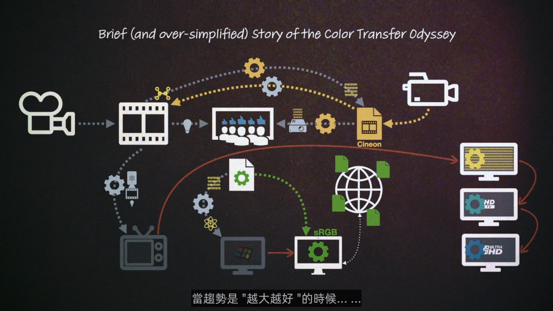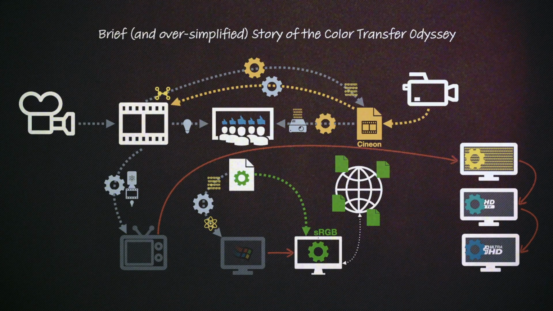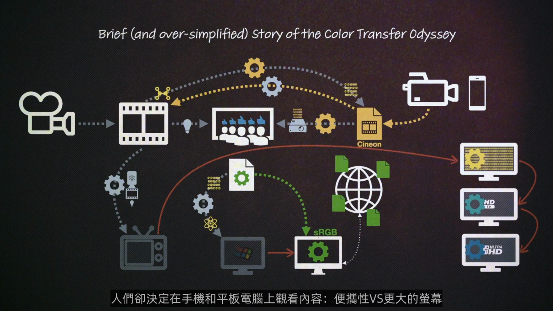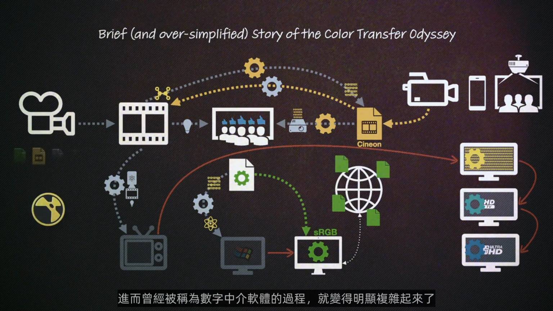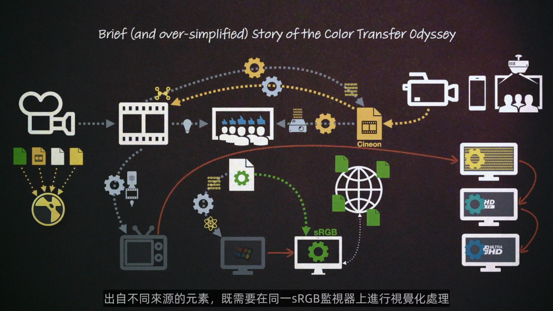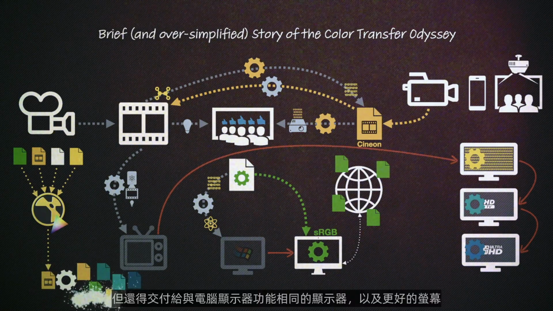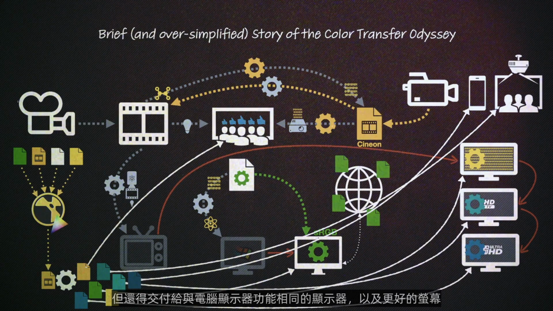But just when the trend was bigger is better, and while the market was focused on making bigger screens and more powerful projectors, people decided to watch contents on their phones and tablets. Portability versus bigger screens. So the process that once was called digital intermediate became significantly more complex, with elements coming from very different sources needed to be visualized for processing on the same sRGB monitors, but to be delivered for displays with the same capabilities of the computer monitors and for better screens.